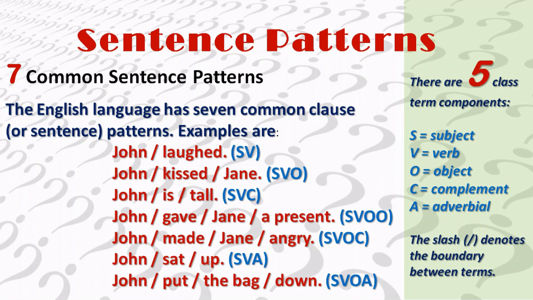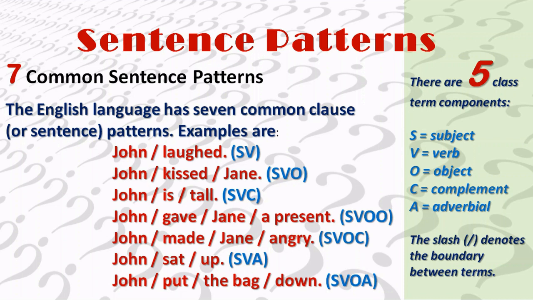John laughed. SV, subject, verb. John is the subject, laughed is the verb. It's very simple. So that is the most basic form of clause or sentence structure in English. John laughed, subject, verb. If we look at the second one, we have subject, verb, object. John kissed Jane. John is the subject, kissed is the verb, Jane is the object.